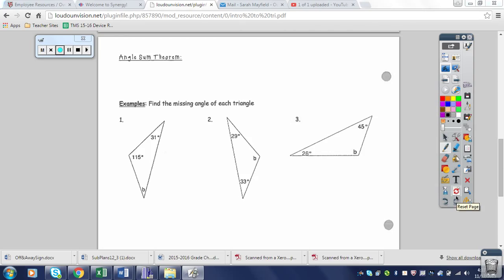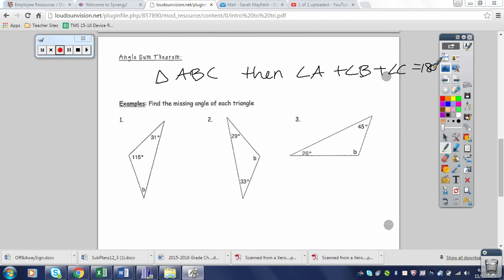Angle sum theorem tells me the following. If I have a triangle ABC, then angle A plus angle B plus angle C must equal 180 degrees. So the two problems you had to complete, I believe, were number 2 and number 3. Maybe it was just number 3, I'm not sure, but we'll do number 2 and number 3 again.